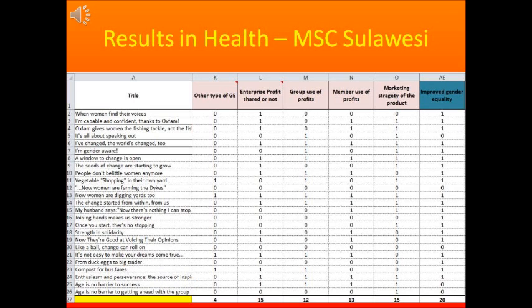The ones in pink, the first 5 columns, are aspects of descriptions of what was going on inside the group, and the column on the right is an outcome description, in this case improved gender equality. The cells contain zeros and ones, and that basically means either that attribute was present or not. For example, one column says enterprise profits shared or not, so 1 indicates that in that story enterprise profits were shared, and a 0 indicates that they weren't.